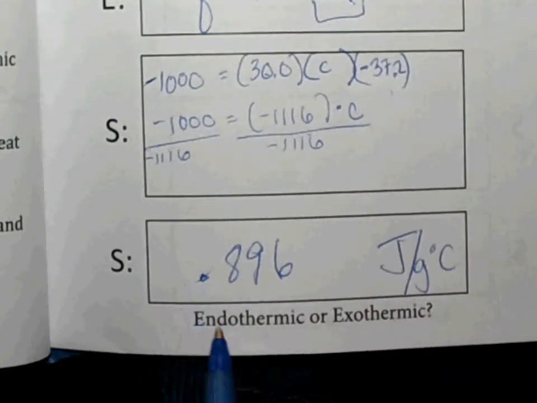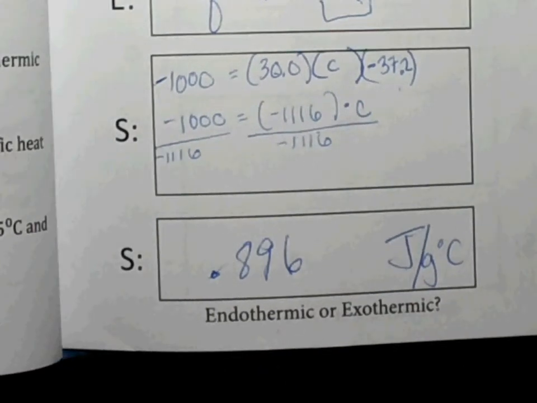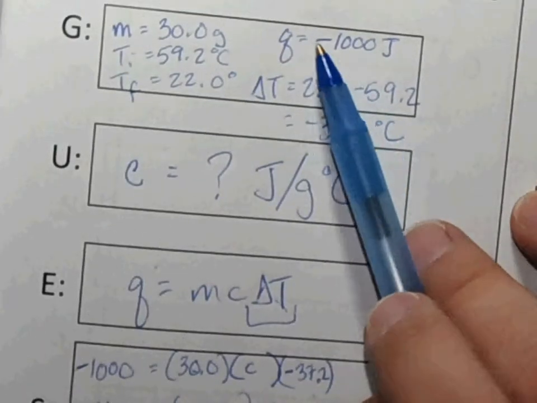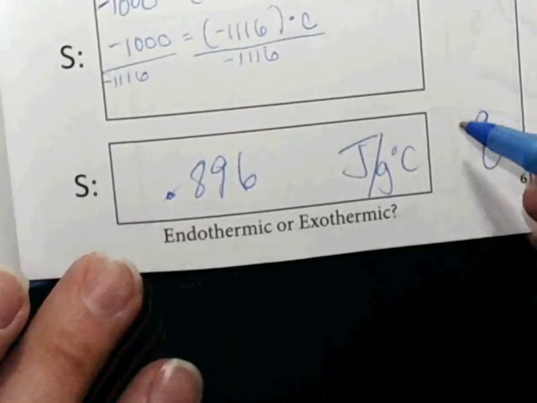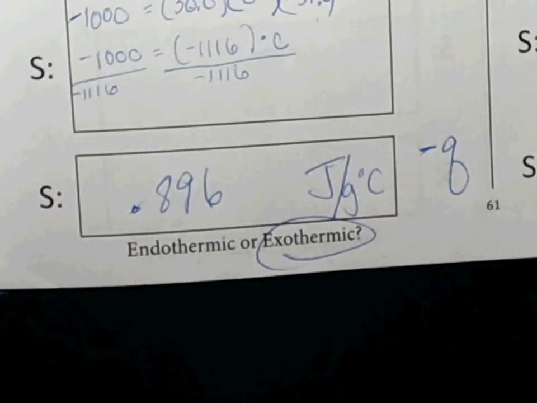They also ask in this question if it's endothermic or exothermic. Remember, for endo and exothermic, we have to look at the Q. In this problem, our Q was negative. We had a negative Q. Heat was being released. When heat is being released, that's exothermic.